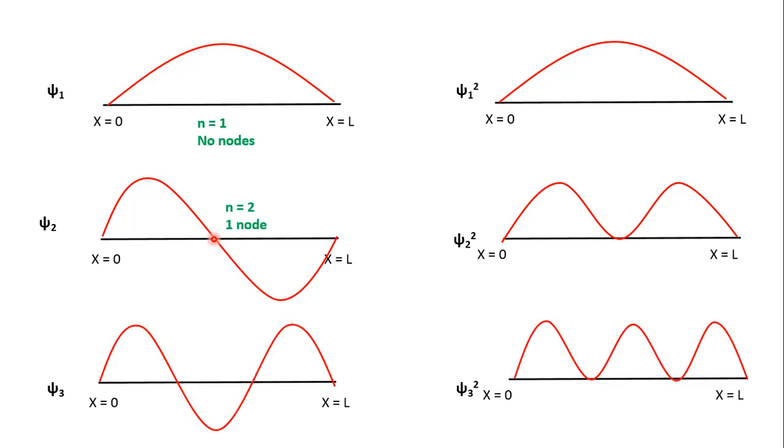When n is equal to 3, we have 2 nodes, 2 points at which the electron density is 0. So when n is equal to 3, 2 nodes. When n is equal to 2, 1 node. And so for n, we will have n minus 1 nodes.